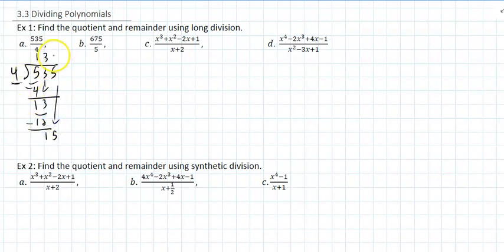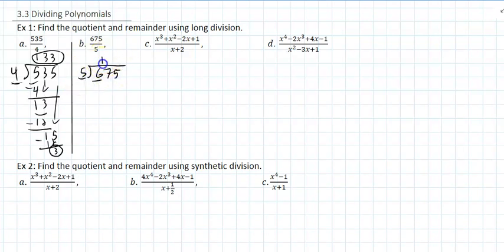And 4 divides 15 3 times. That's a 12. Subtract. That's a 3. So we say we have a remainder of 3, having a remainder of 3 and a quotient of 133. If I go to the next number up, 675, and I divide that by 5.